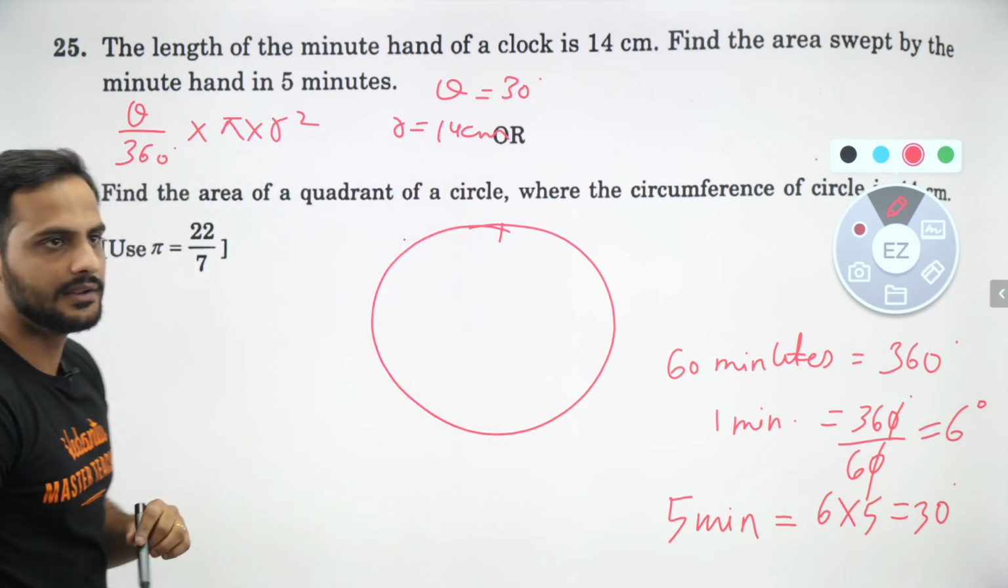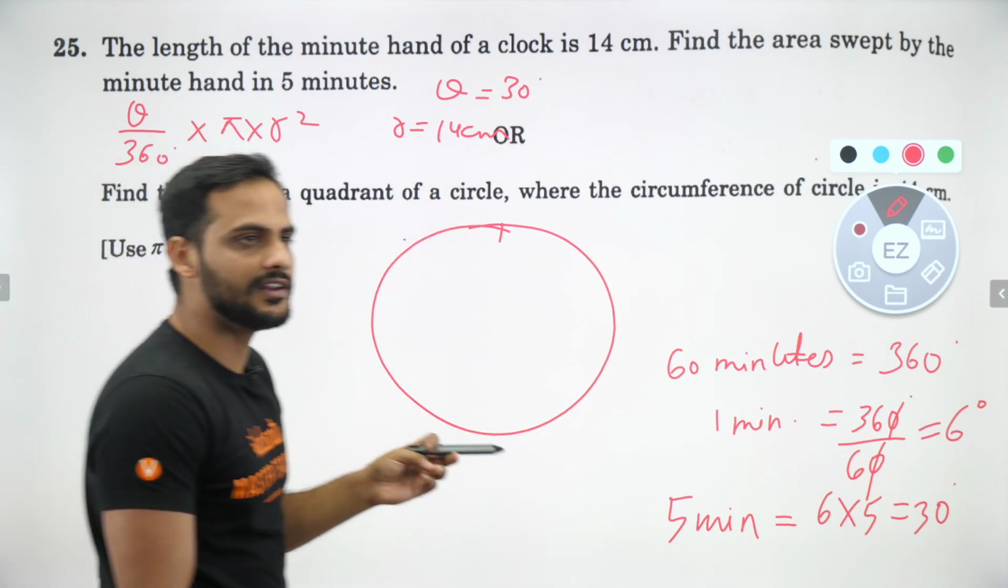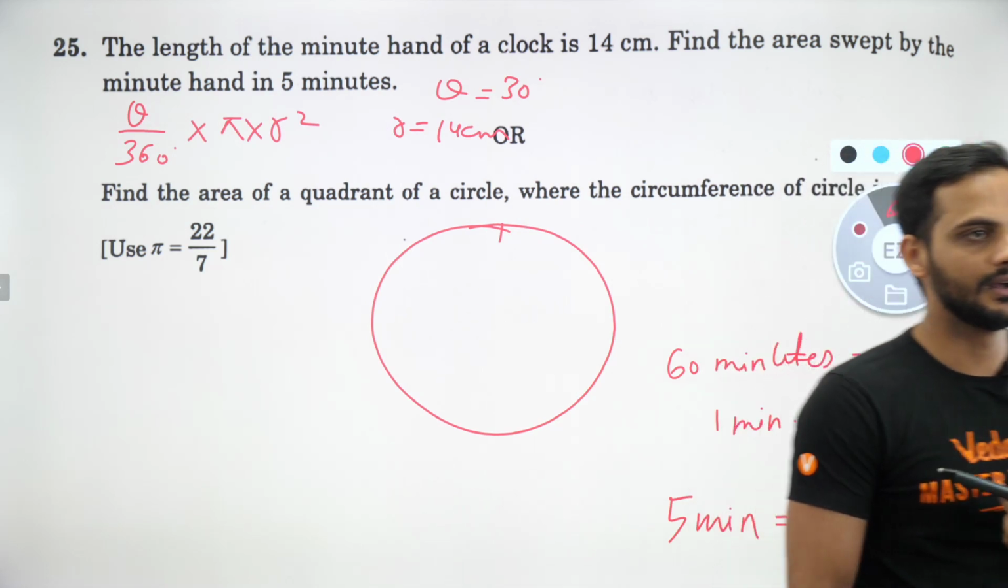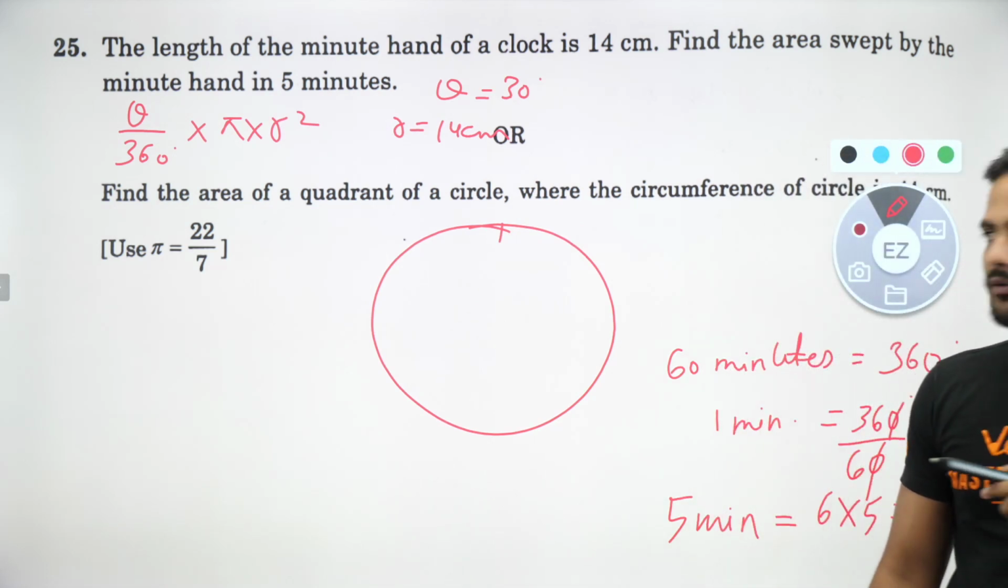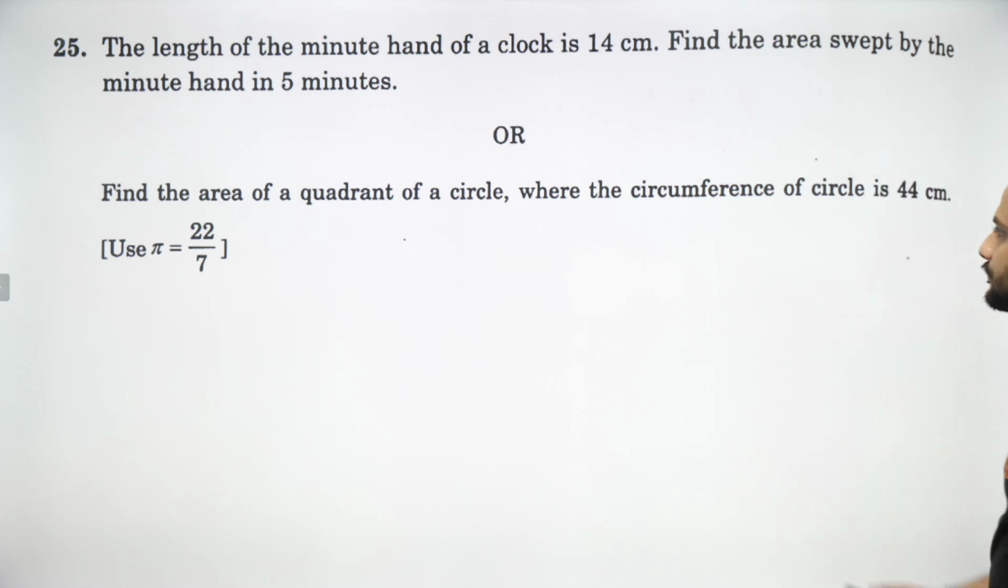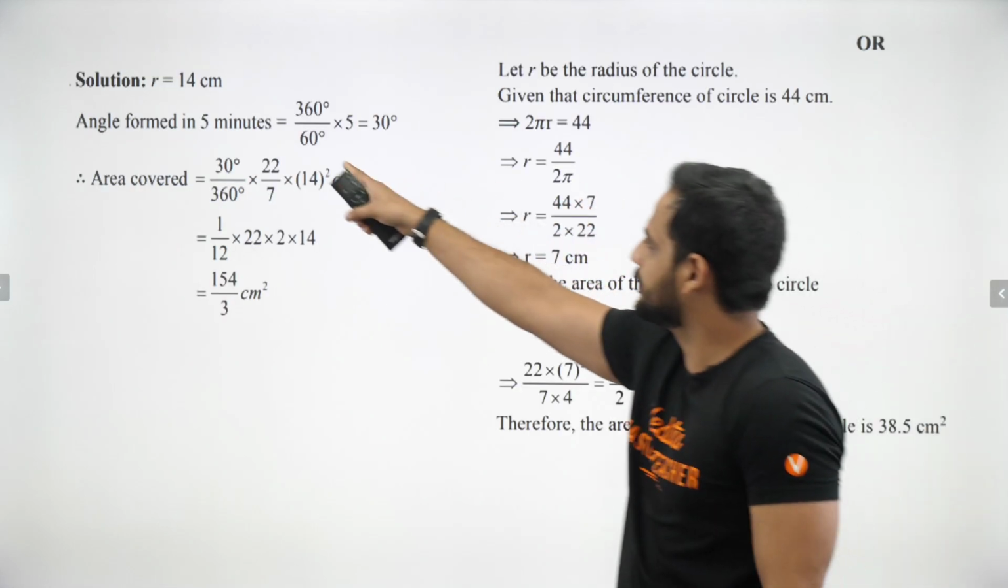ठीक है बेटा? All of you were able to get the degree? Degree सबको मिल गया था? शाबाश. Very good. Okay, so this way you will be solving it here.